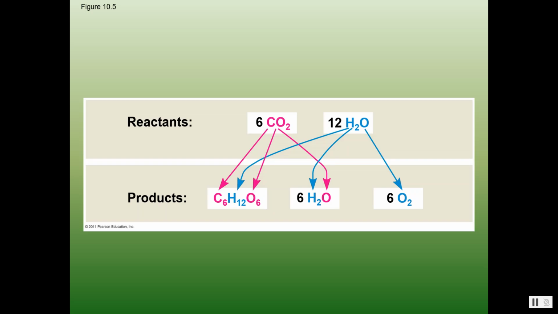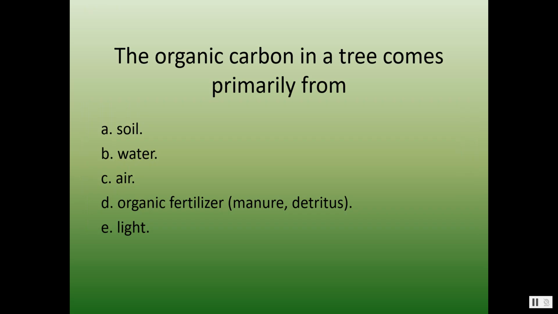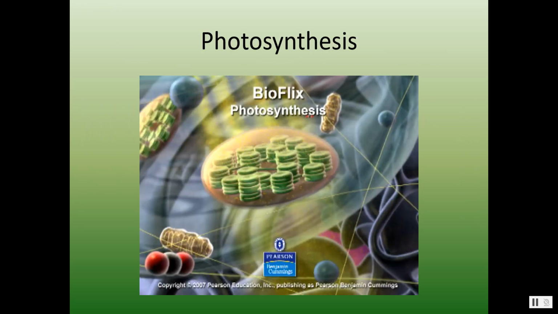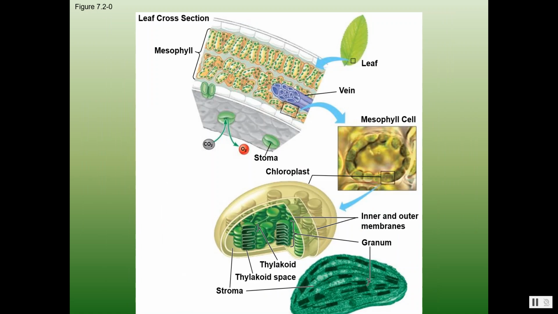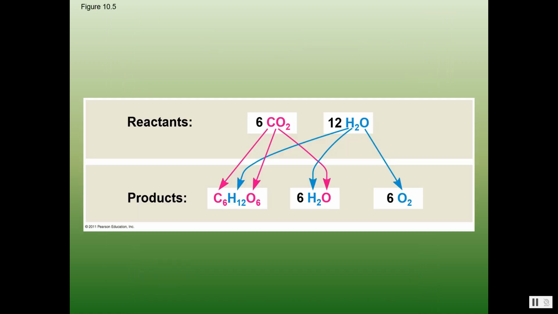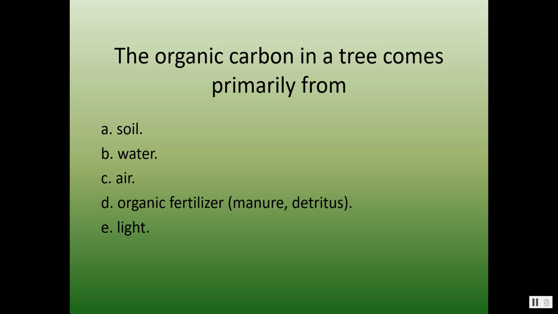If you follow that pink arrow back to the reactant, it comes from carbon dioxide. And where are we getting the carbon dioxide from? Right, we're getting the carbon dioxide from the stoma. So it's coming from the air. All right, so the organic carbon in a tree comes primarily from air.